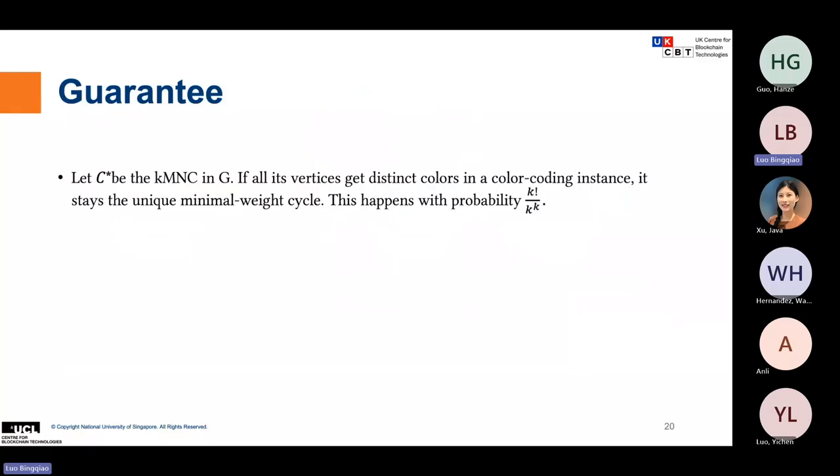If all its vertices got distinct colors, as we call them the multicolor cycle, then in every instance it is said to be the most negative one. This will happen with the probability K factorial divided by K to the power of K, because each node will have K options to be colored, and in total there will be K to the power of K combinations. And across the multiple coloring instances, which we give L instances, if the global KMNC is colorful in any one of the instances, then the final algorithm will detect it, so we will never miss it.